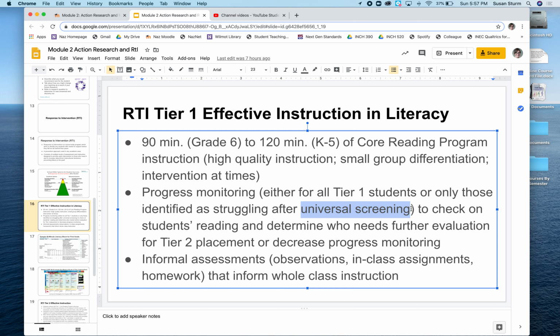And then benchmark assessing happens usually mid-year and end of year at the very least, and those are all meant to monitor the progress of your students and figure out who may need Tier 2 placements or who may be out of Tier 2 and can drop back down to Tier 1. It also includes informal assessments, which are observations, assignments, homework, all of the data that teachers are constantly collecting. That all goes into and is part of Tier 1.